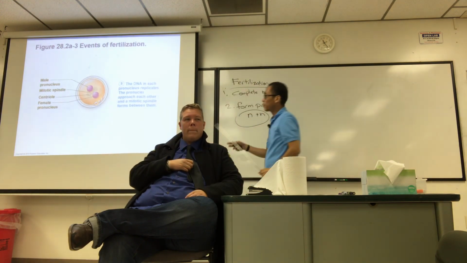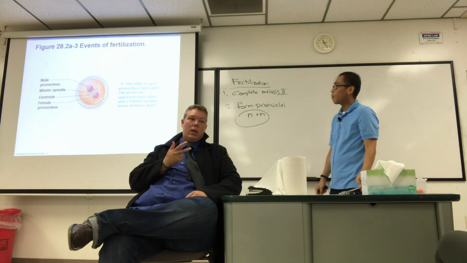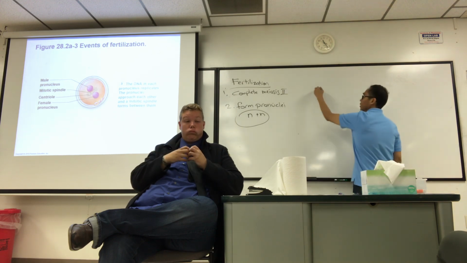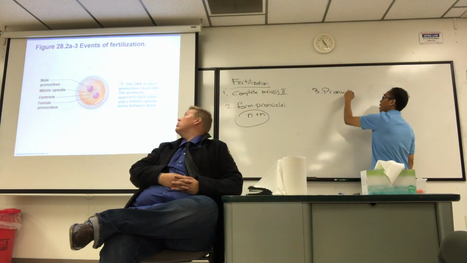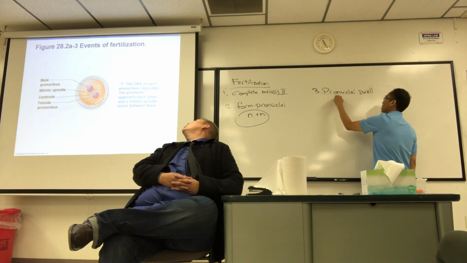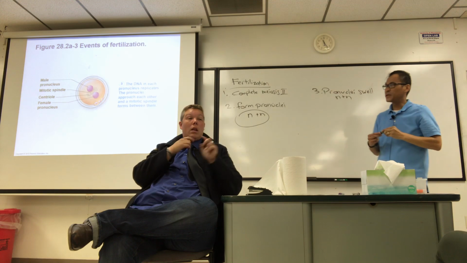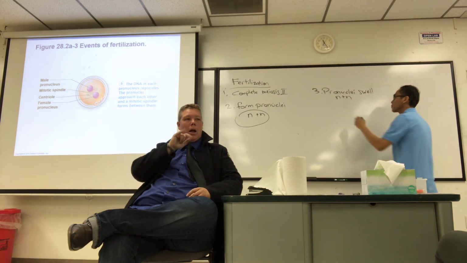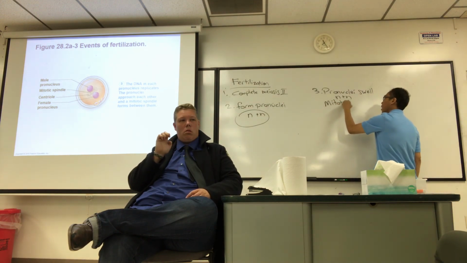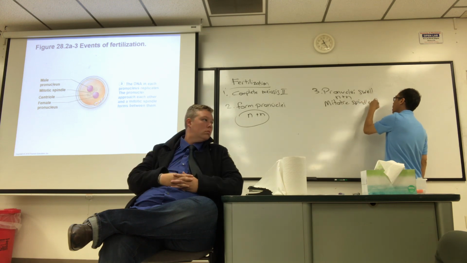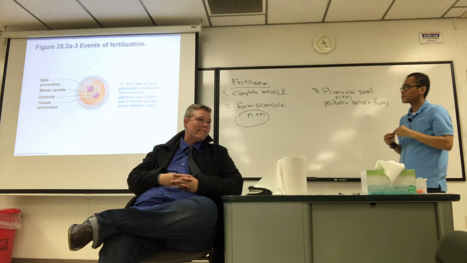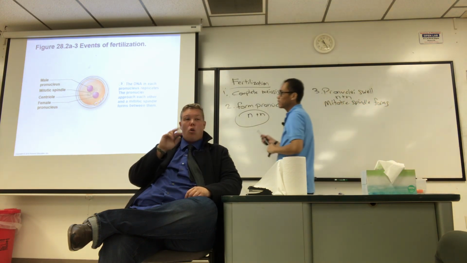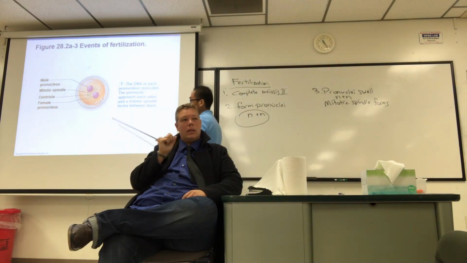Okay, the next step, step three, these pronuclei, they swell and they approach each other. It's still N plus N. They haven't fused together yet. But you also see a mitotic spindle forming that will help in cell division. There's no corona radiata, but do you see zona pellucida? Yes, it's still there.